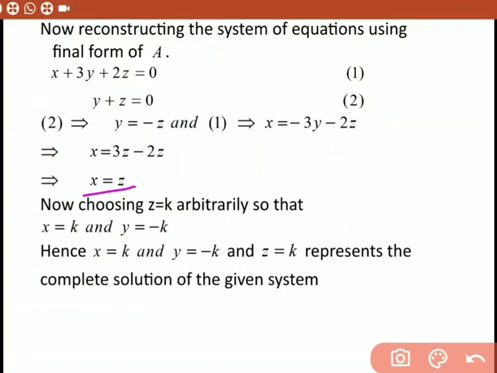And y is equal to minus z. We have chosen z equal to k, so this implies y is equal to minus k. Hence we have x is equal to k, y is equal to minus k, and z is equal to k, which represents the complete solution of the given system of equations.